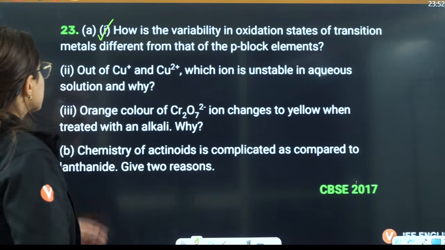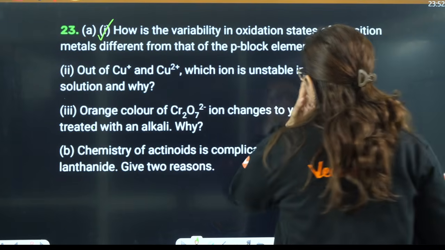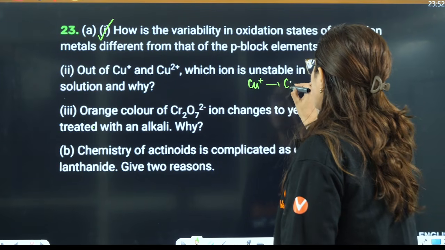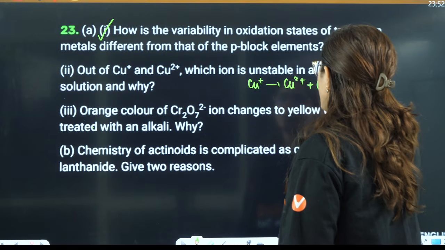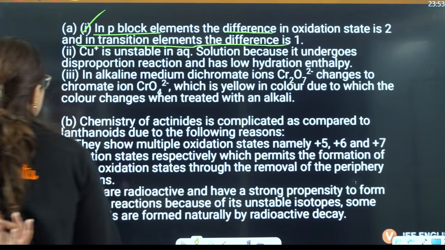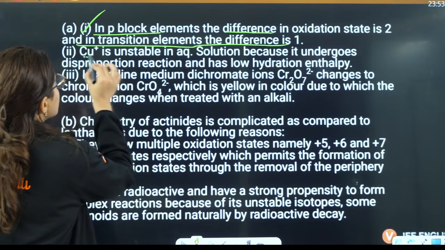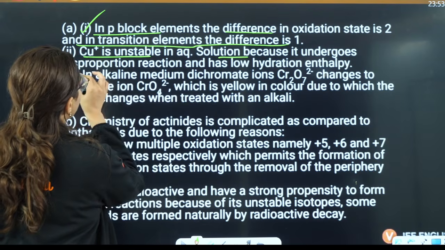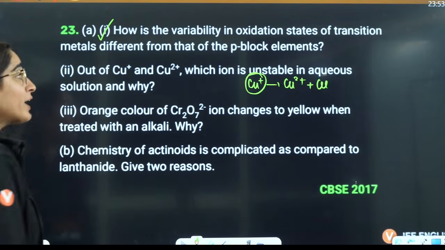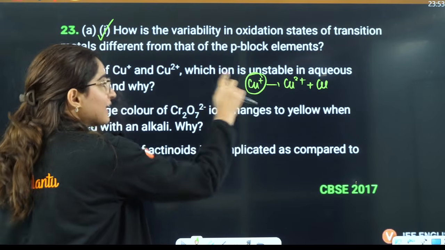Okay. Next is, out of Cu+ and Cu2+, which one is unstable? See, Cu+ is getting converted to Cu2+ and Cu. That is why this is unstable, right? Because it easily disproportionates. Cu+ is unstable because it undergoes a disproportionation reaction. Okay. Even though it has d10, even then it is unstable.